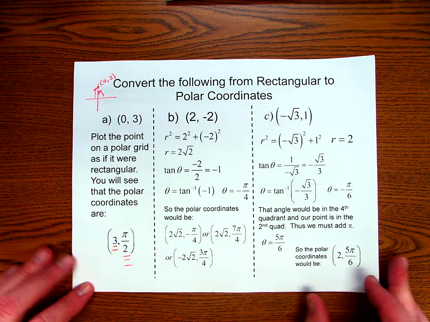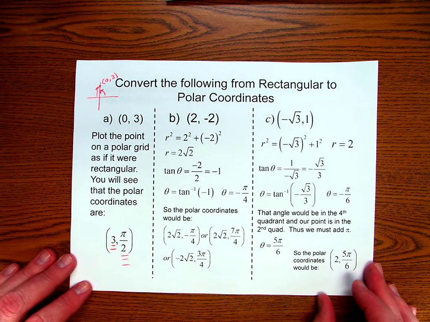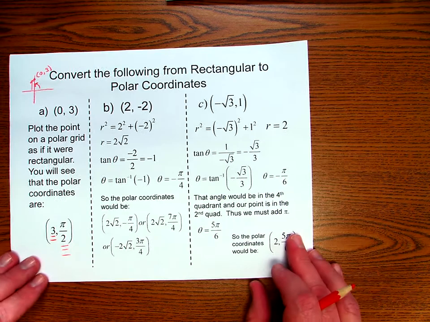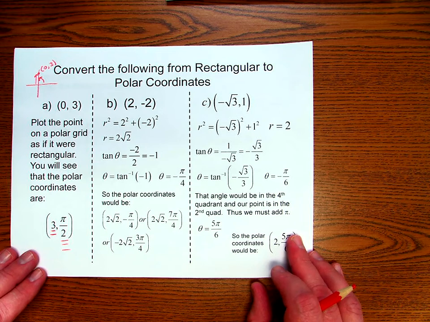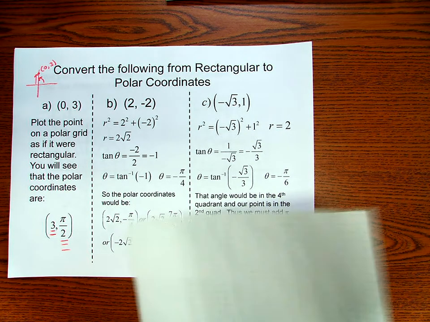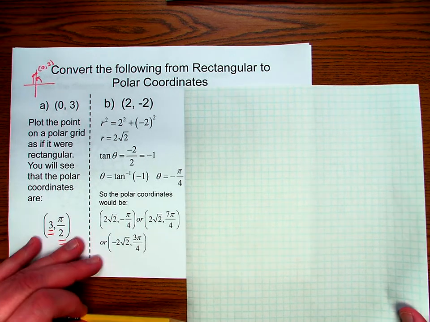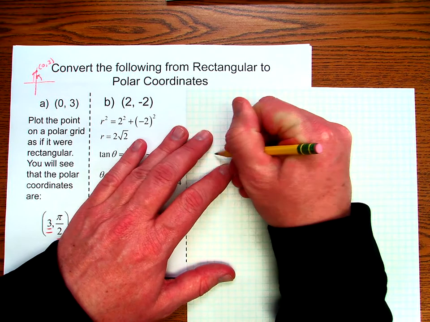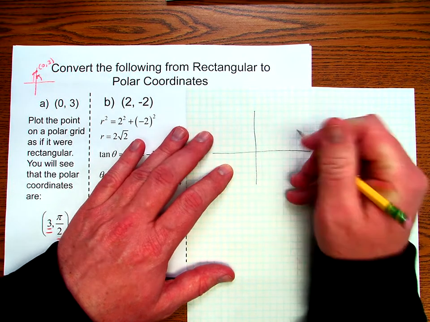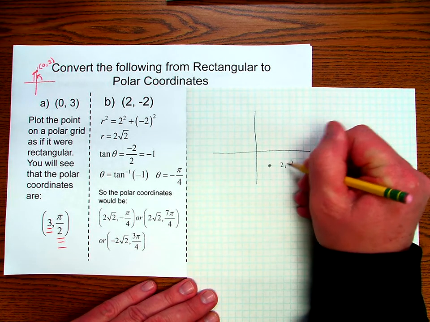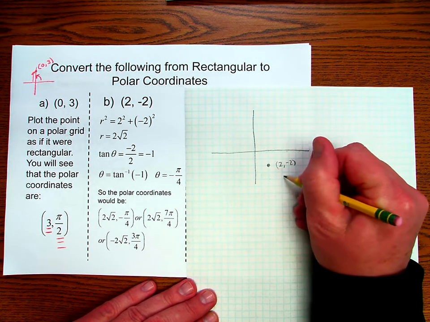Okay, for the next two, we'll take more of a formula-driven approach, not necessarily just by observation. And I think it might be easier to show some graphs a little bit more here. So for part B, we have the rectangular point (2, -2). So (2, -2) is down here. That's our xy. We want to express that as an r theta.